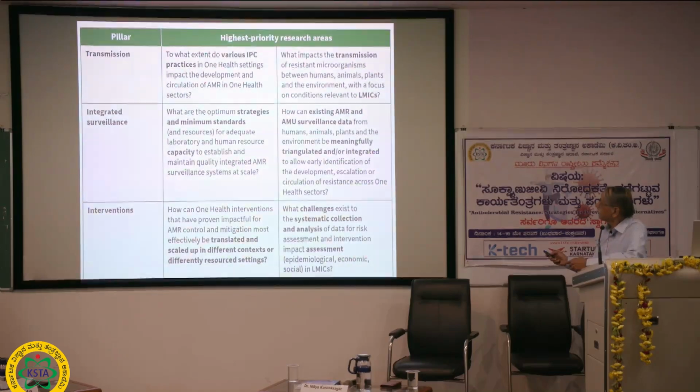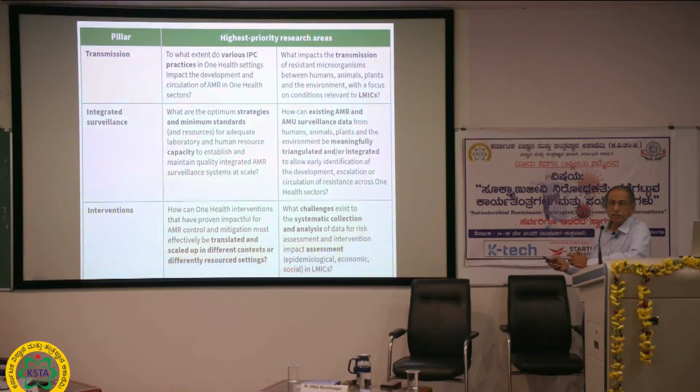So now we know that many of the resistant organisms that affect humans may be coming from other sectors. Maybe the impact of use of antimicrobials in livestock or poultry or other sectors. So what impacts the transmission between humans, animals, plants and environment, with a focus on conditions relevant to low and middle income countries? So of course this is one of the major considerations for any UN organizations. You can advise many things, but can the low and middle income countries implement these practices?